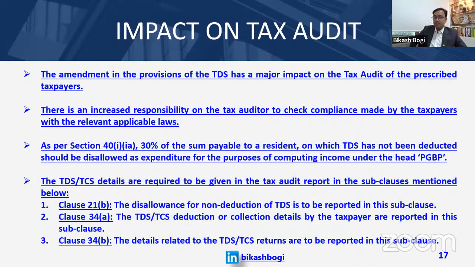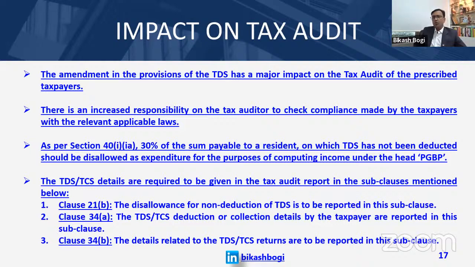The first point is this. As per section 40(a)(ia), if TDS has not been deducted, then 30% of the expenditure shall be disallowed while calculating business income. And a tax auditor needs to capture all these transactions in clause 21B of the tax audit report. So if there is some non-deduction of TDS as per 40(a)(ia), then the tax auditor needs to report this transaction in the tax audit report.